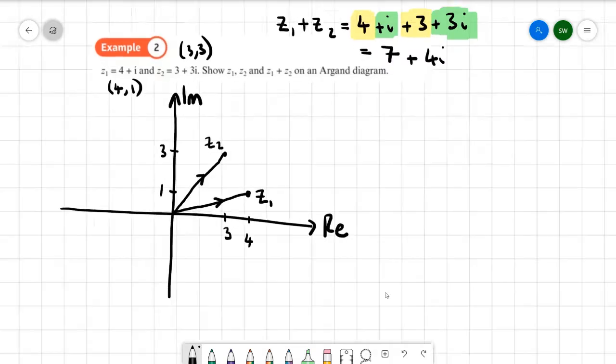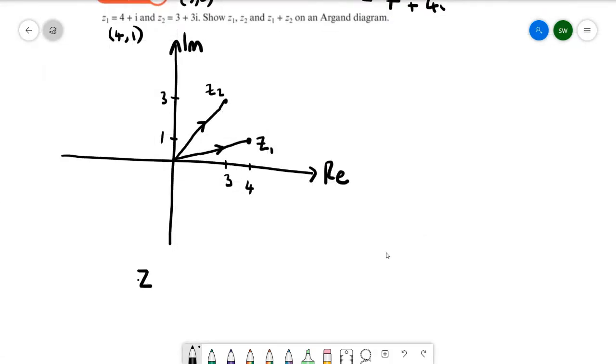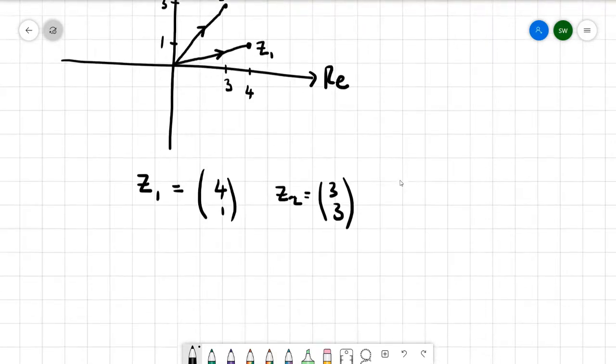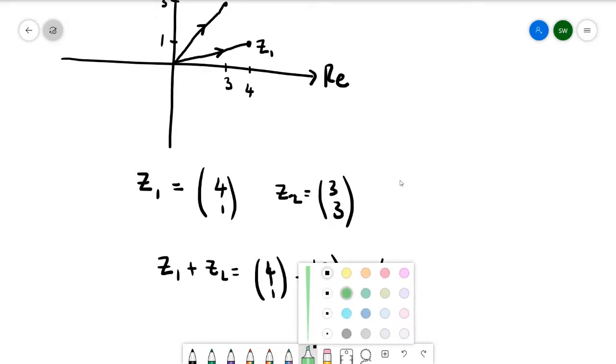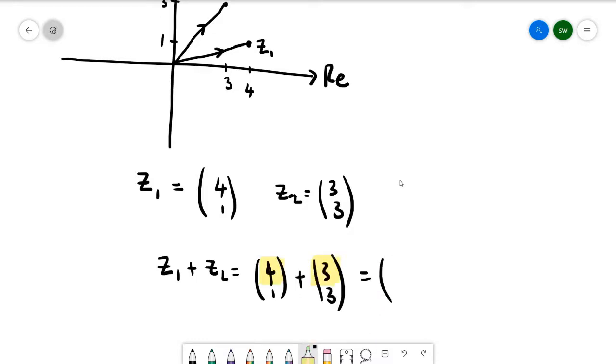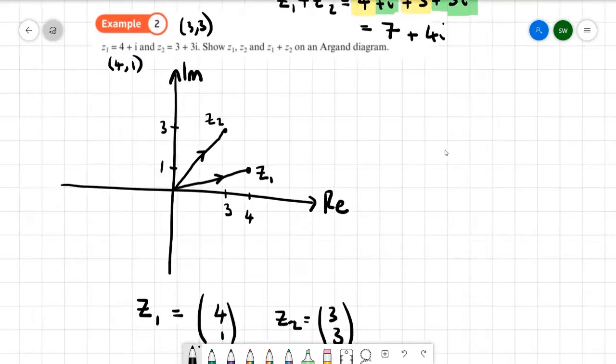Well, if we represent these complex numbers using vectors instead, the position vector of Z1 is (4, 1), and the position vector of Z2 is (3, 3). Then we could add these two vectors together and Z1 plus Z2 would be (4, 1) plus (3, 3). If we add together these vectors, we're basically adding together the real parts, so 4 plus 3, the real part is 7. And then we add together the imaginary parts, so 1 plus 3, which is 4. So you can see that is basically what we did there, just using vectors instead of i.